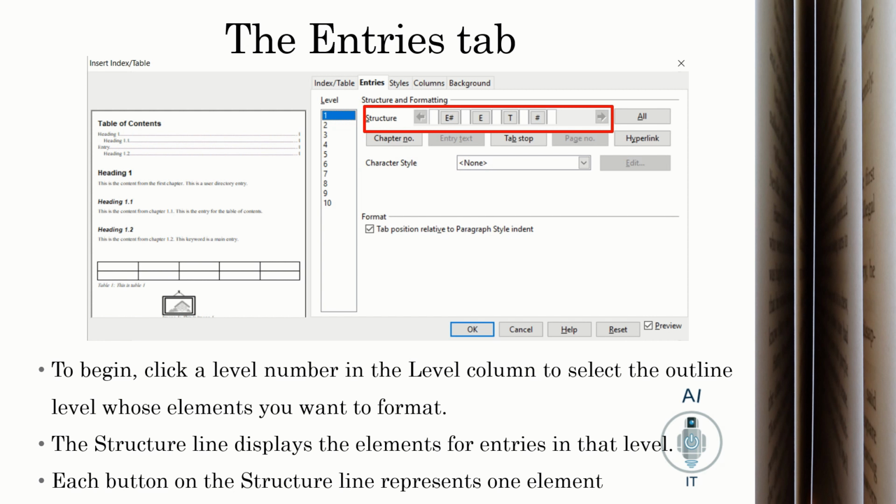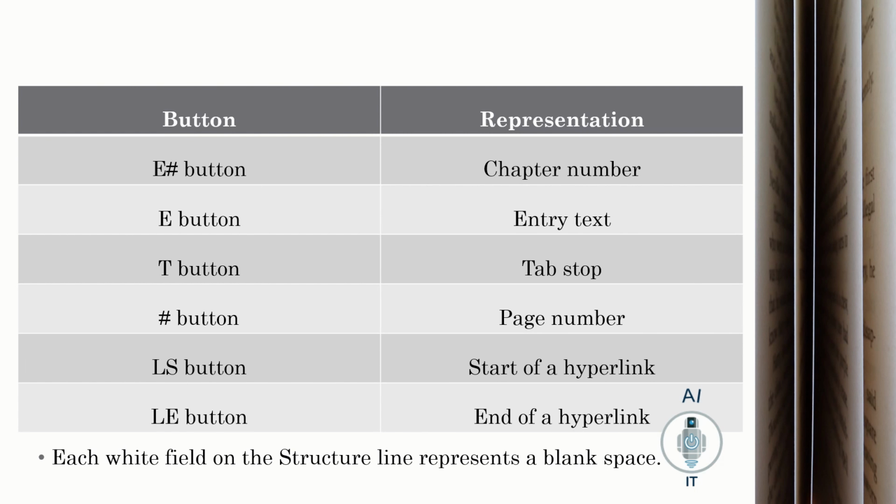E hash, E, T, hash. Let us see what this means. E hash means chapter number. E means entry text or the heading. T means tab stop. Hash means page number. LS means the start of the hyperlink. LE means the end of the hyperlink. So this is how the structure line is represented for each level of heading from 1 to 10.